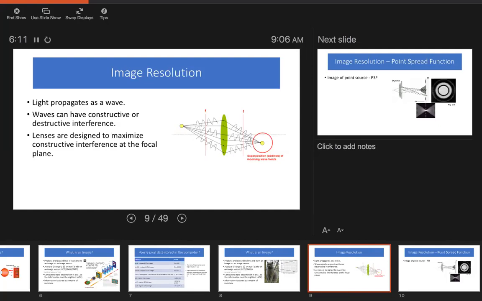Light does propagate as a wave, and when waves coincide, they can be either destructive or constructive in their interference. And lenses are actually designed to maximize the constructive interference at a certain distance, which is called the focal plane. So this is what the lens does. But of course, you're losing a lot of the information because you're only collecting some of the light that's emitted.